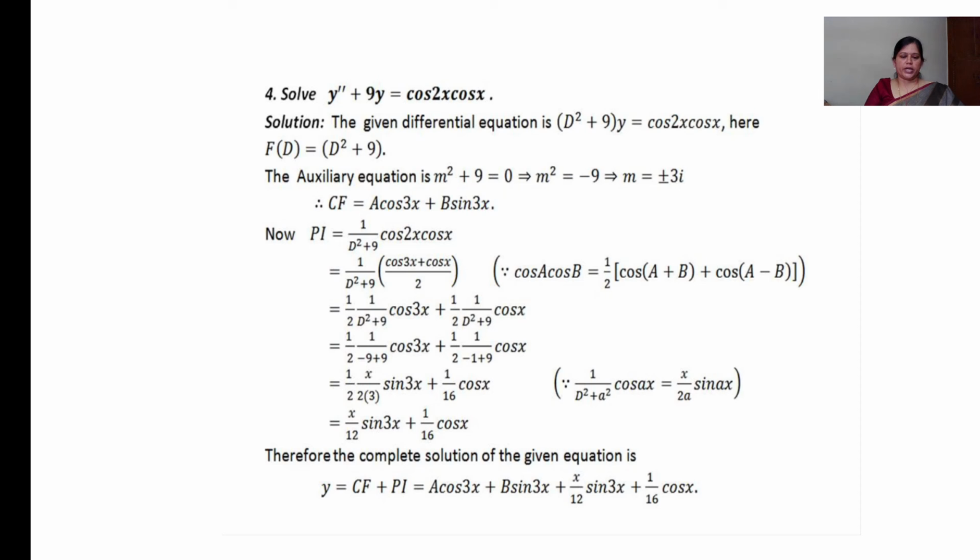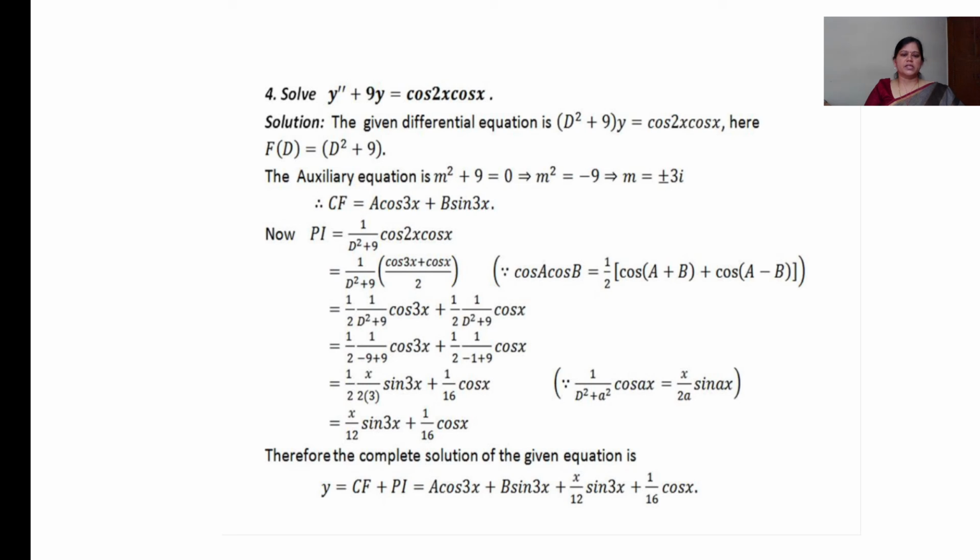Now we are going for the particular integral. We know the formula PI = 1/f(D) into f(x). Here, what is our f(x)? cos 2x into cos x. So we go for the trigonometric formula. Using it, we can write cos 2x cos x as (cos 3x + cos x)/2. The formula we are using is cos A cos B = 1/2 [cos(A + B) + cos(A − B)].